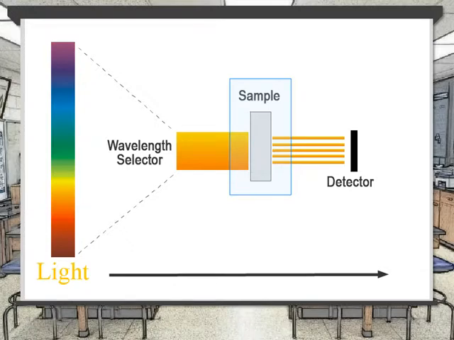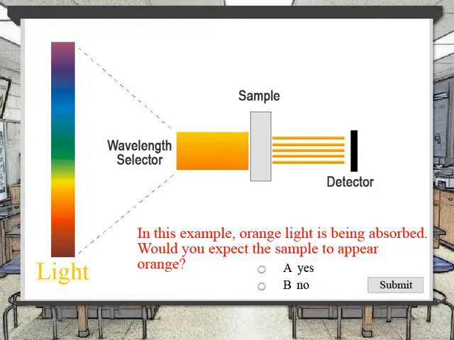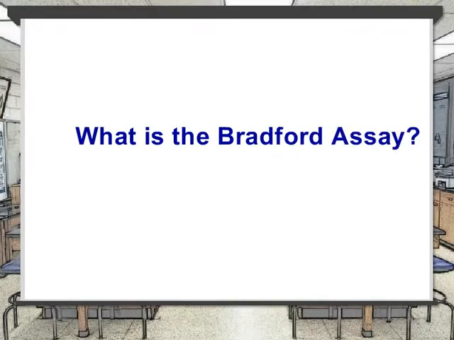In the absence of protein, Coomassie blue is a red-brown color, and it tends to absorb light at 465 nanometers. In the presence of protein, this molecule becomes a blue color, and it absorbs light at 595 nanometers. So as the amount of protein in solution increases, the absorbance at 595 nanometers also increases.